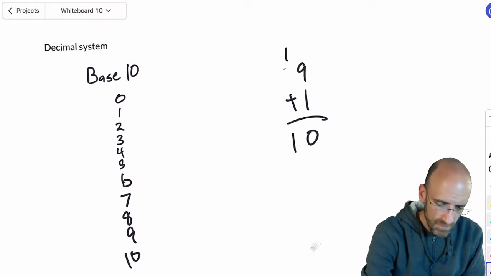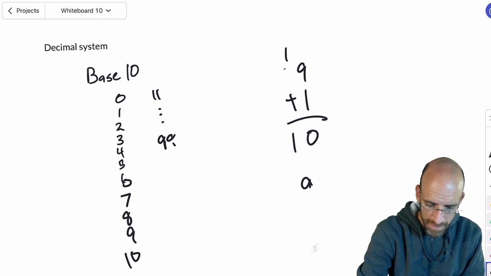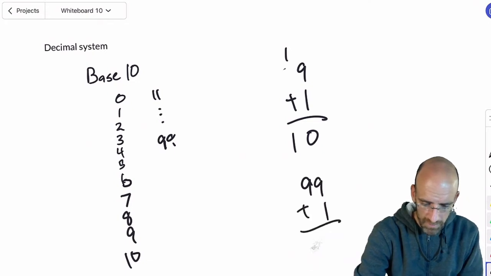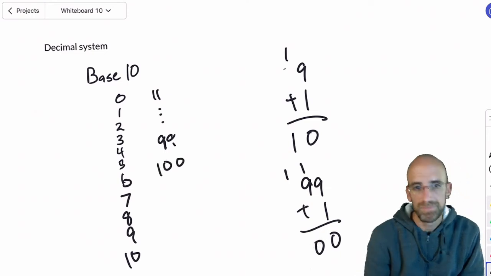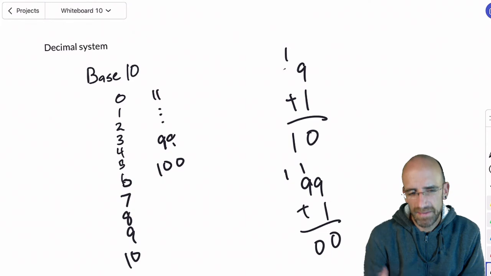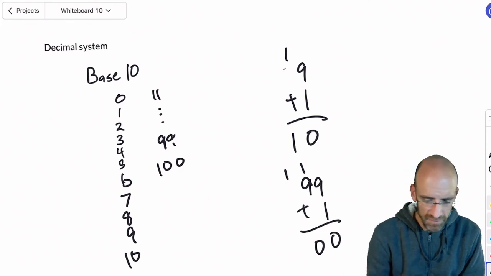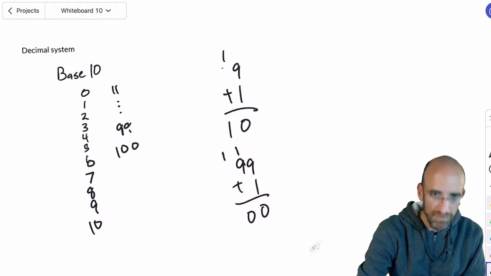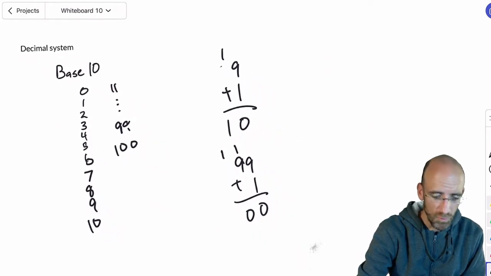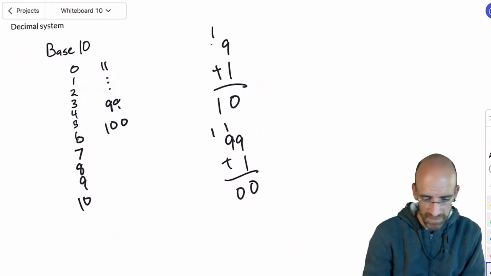And then when we get to like 99, we add 1, we get a 0, we carry a 1, we get a 0, we carry a 1, and go to another digit. We definitely take this for granted, but you have to realize that when we run out of numbers, we just go to the next decimal place.